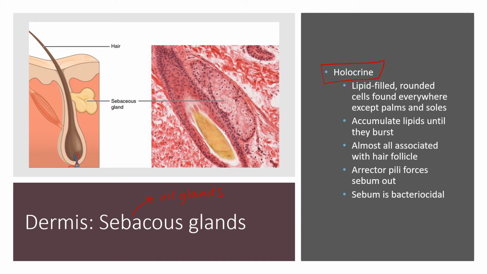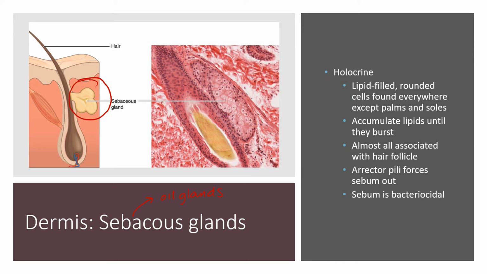These glands are lipid-filled, they're rounded, they're not that tubular or wavy tubular form, and they're found everywhere on the body except for the palms of your hand and the soles of your feet. The reason that you don't find them there is because you don't have any hair on the palms of your hand and the soles of your feet. Oil glands, sebaceous glands, are associated with hair follicles. So where you do not have hair, you do not have oil glands.